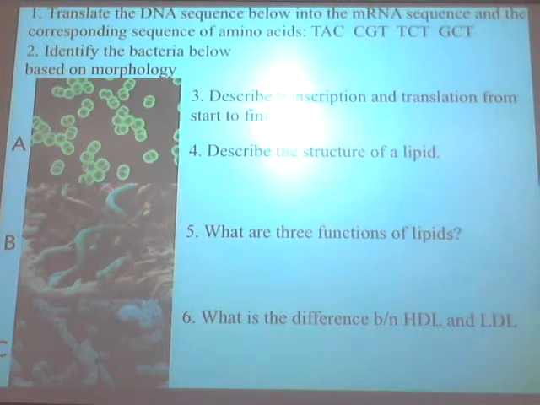All right, how about the lipids? We just did lipids last day, so it should be fresh in your mind. What makes up a lipid? What are the two big components to put a lipid together? Glycerol and a fatty acid.